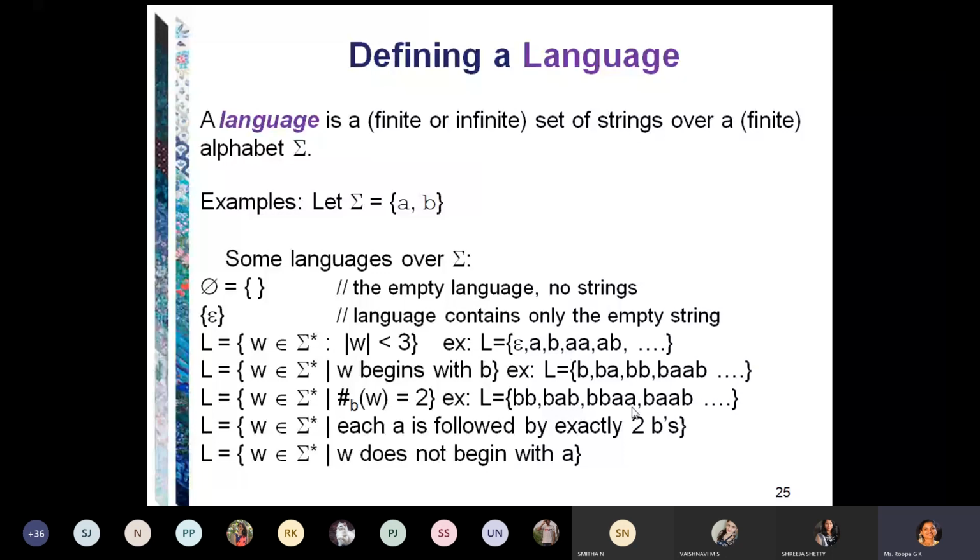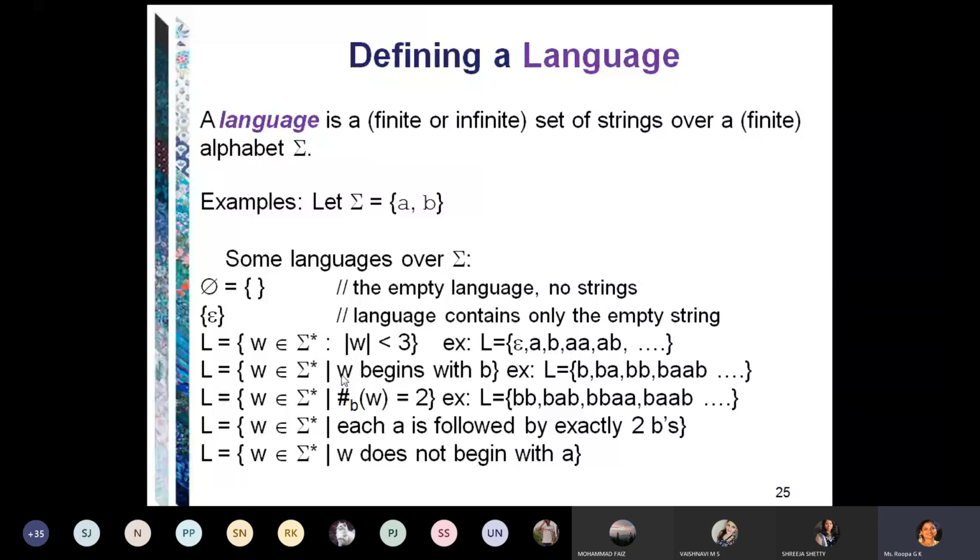Can you tell me whether it is finite or infinite? When I say string length is less than 3, in the alphabet set I have only A and B. How many possible strings can we have? Anyone? Here, epsilon is 1. Then A and B, total 3. Then string length 2, AA, AB, BB and BA, 4, right? 4 plus 3, that is 7. So it is finite. As I told you, a language can be finite or infinite. It is finite only when a certain definition is given. Sometimes, if a definition is given, we cannot say that it is finite. Next example I will explain to you.